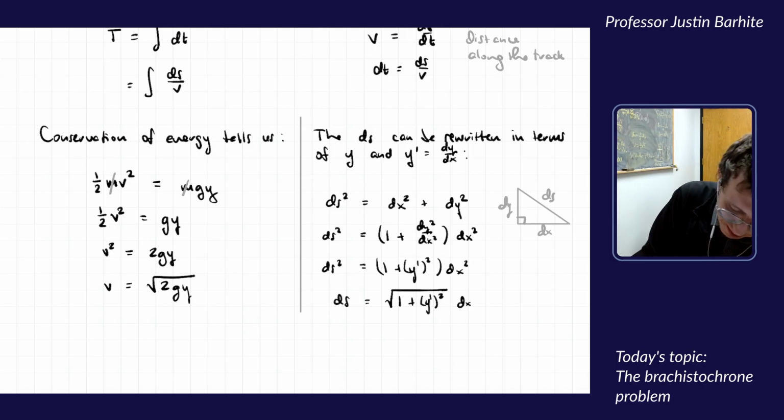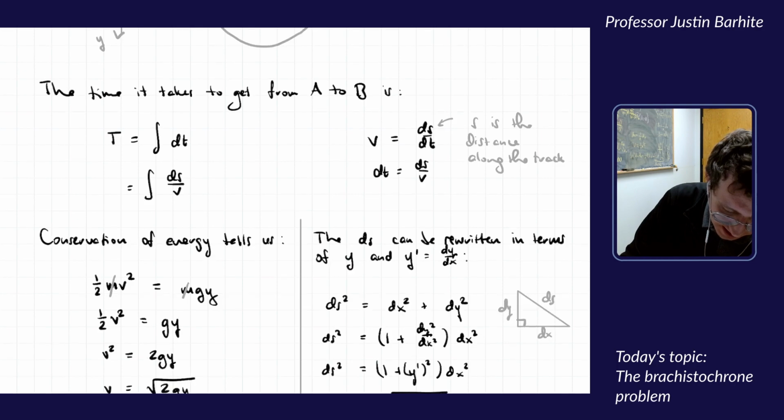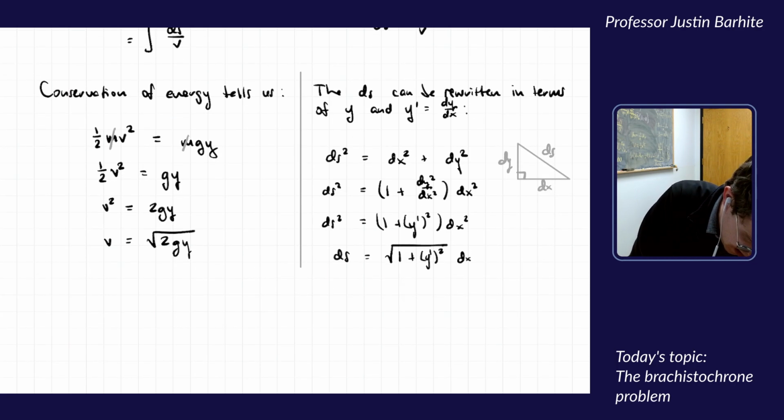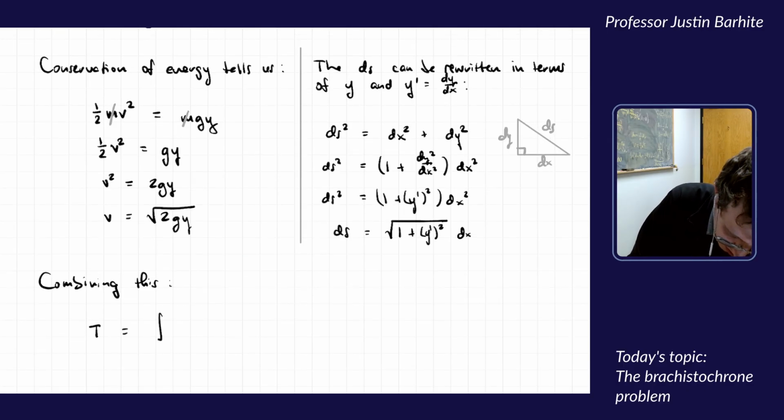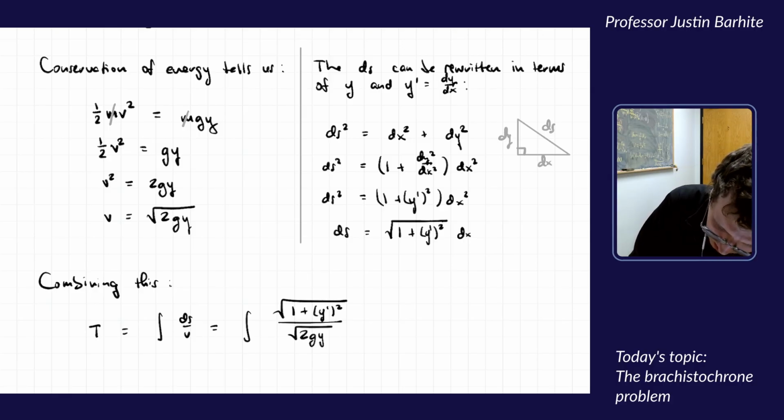Okay, so we've rewritten both v and ds. So now the time is the integral of ds over v. The amount of time it takes the marble to roll from one end to the other is the integral of ds over v, which is the integral of root 1 plus y prime squared over v, which is root 2gy. Oh, and I forgot the dx, but I'll just put that here.